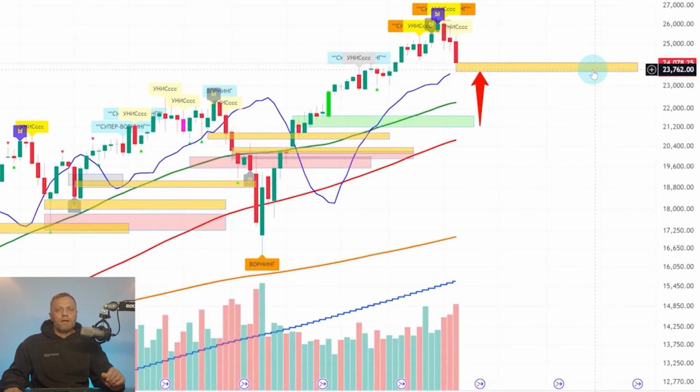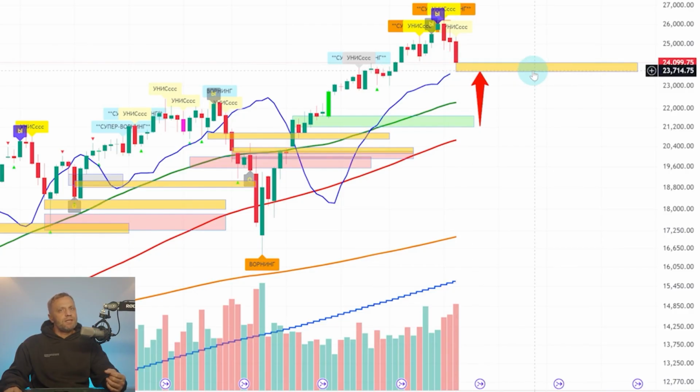This is the so-called mathematical target for a decline. It formed last week when the index was around 25,100 points and indicated a decline to the area of 24,117 or 24,700, or about 5 to 6%. Already this week, this target has been reached.